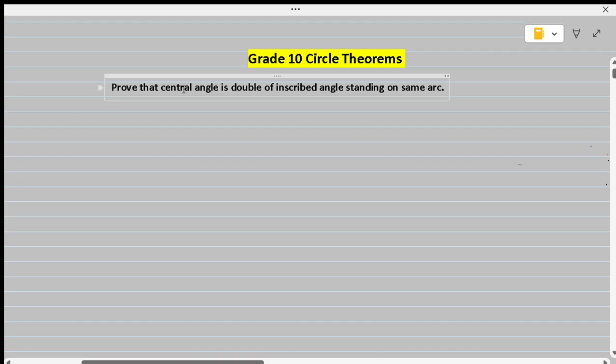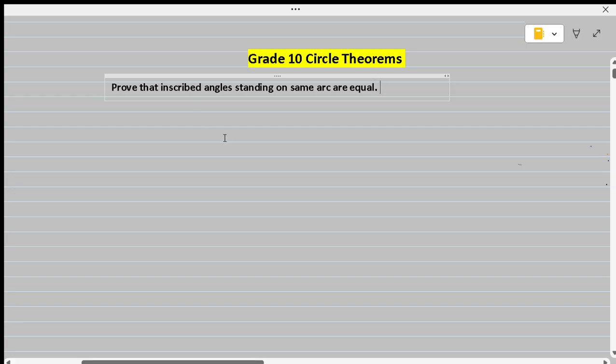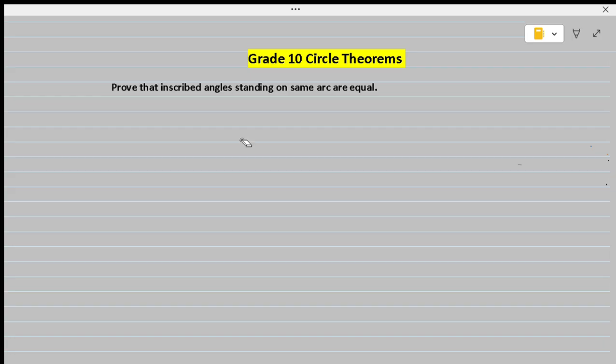Prove that inscribed angles standing on the same arc are equal. Okay, so this we have to prove in the second theorem, and for proving it we will be taking help of the first theorem which we just proved before, right? So for this we first make the drawing of one circle.